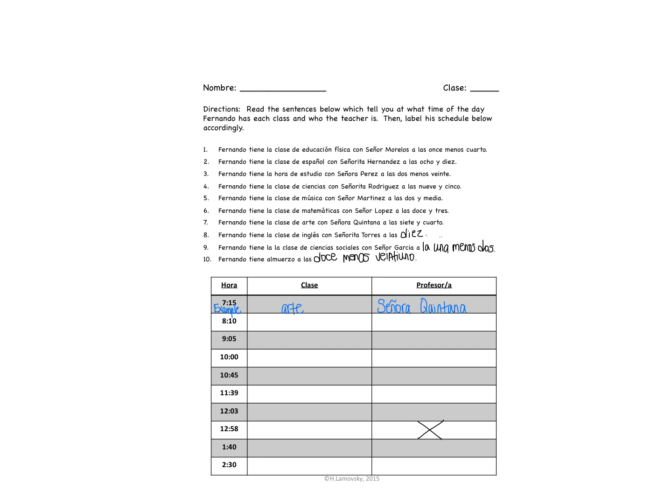So the instructions say, read the sentences below which tell you at what time of the day Fernando has each class and who the teacher is. Then label his schedule below accordingly. So what I ended up doing, and you can go numbers 1 through 10 in order if you'd like, I went ahead and just found 7:15 in the reading here.